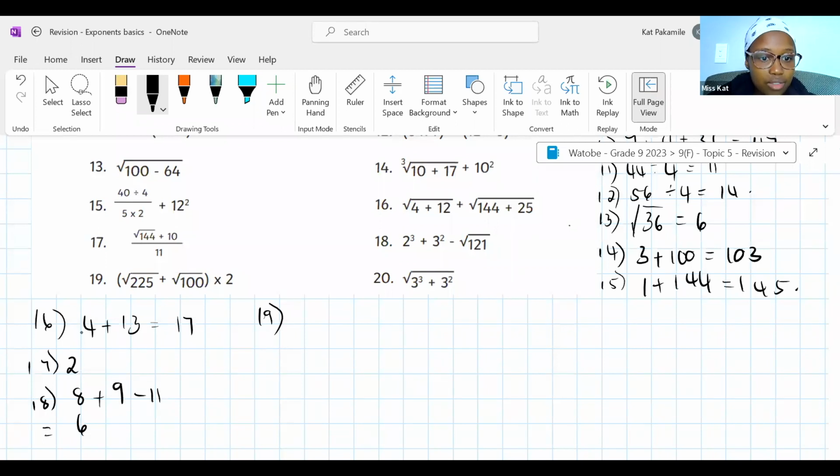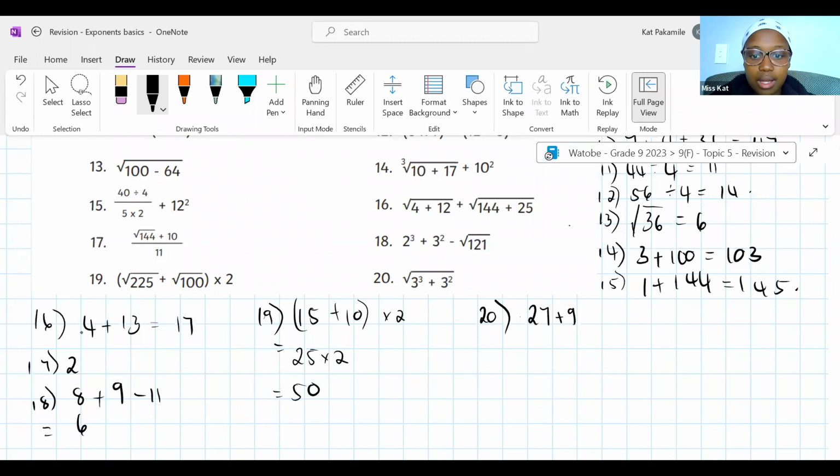So it's 15 plus 10 times 2. So that will be 25 times 2, and that is 50. Number 20. 3 cubed is 27 plus 9. So that is the square root of 36, which is 6.